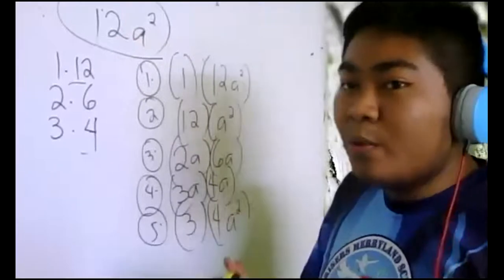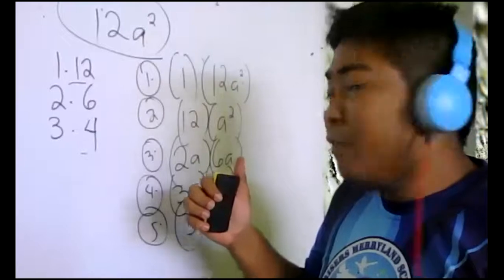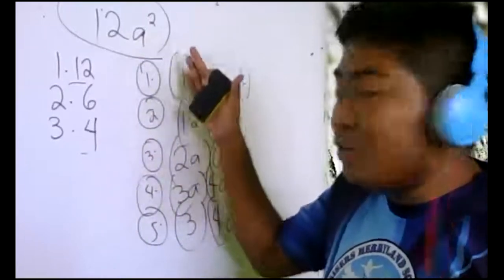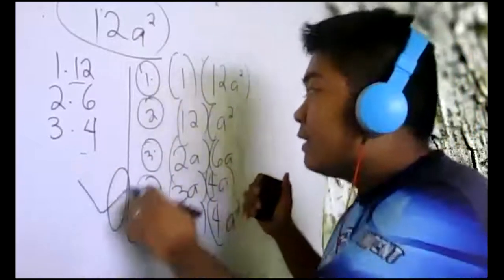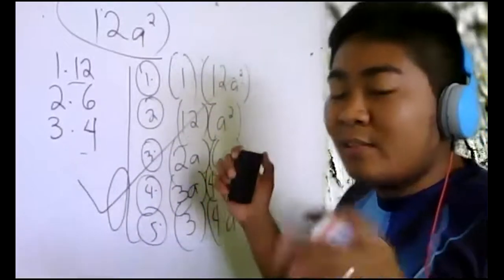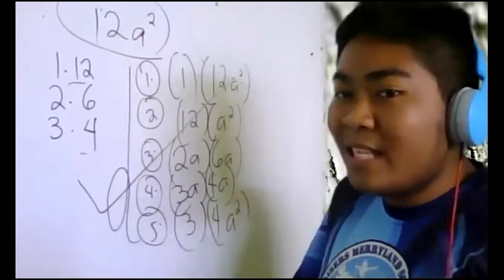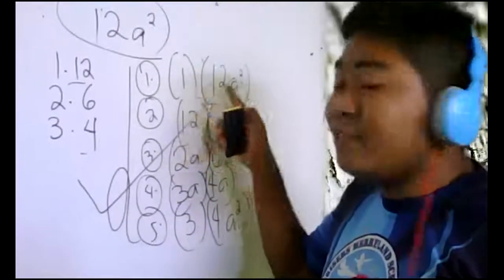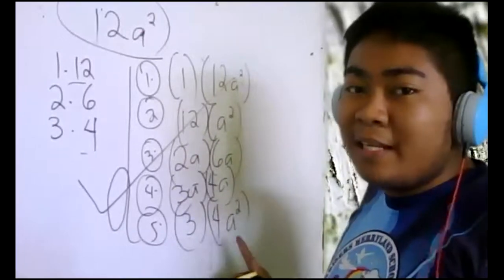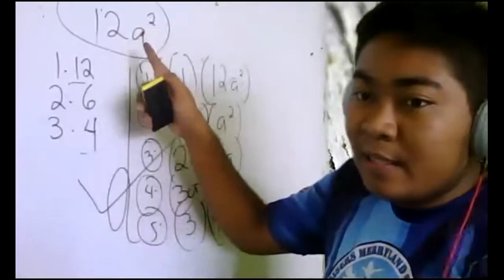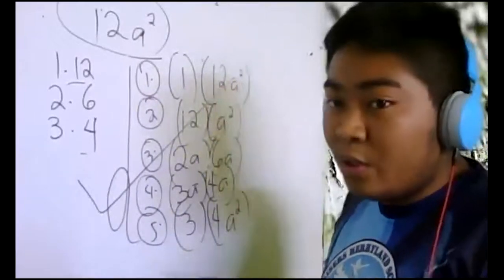So, it is up to you on what are you going to use na factor ni 12a squared. So, all of these answers are considered tama. So, as long as it is factored out, naihiwalay siya, nakuha. So, as you can see, if you multiply these factors, ang kakalabasan pa rin niya is si 12a squared. Therefore, all of these are factors. Nakuha?